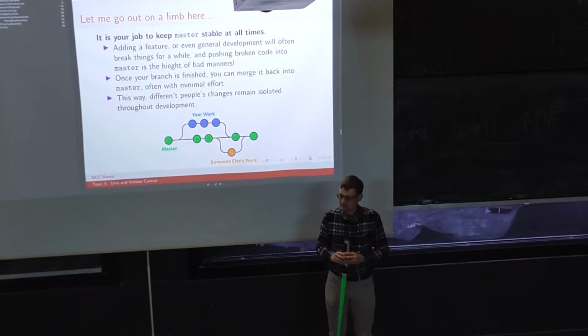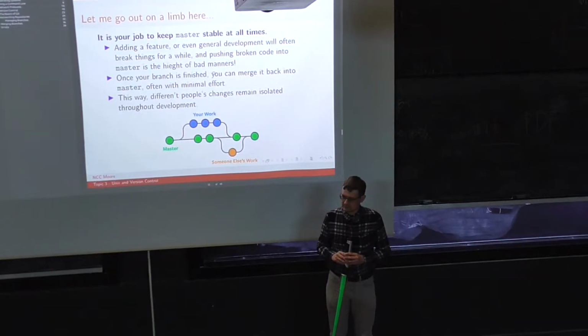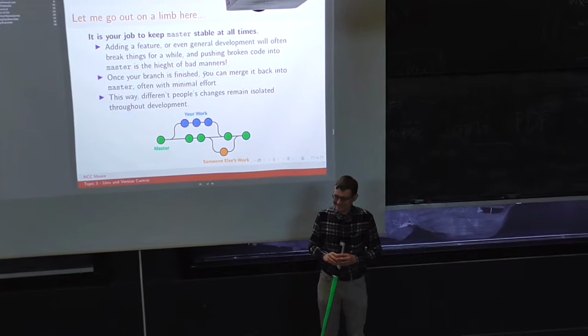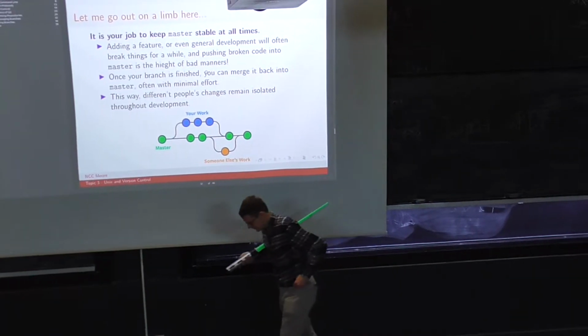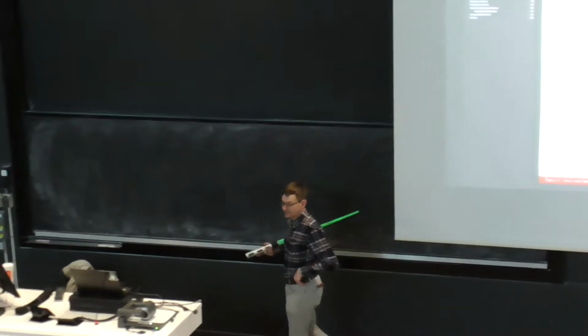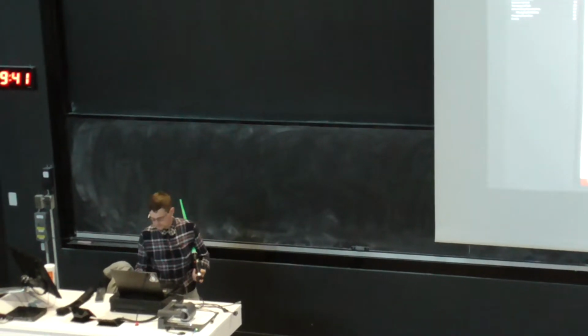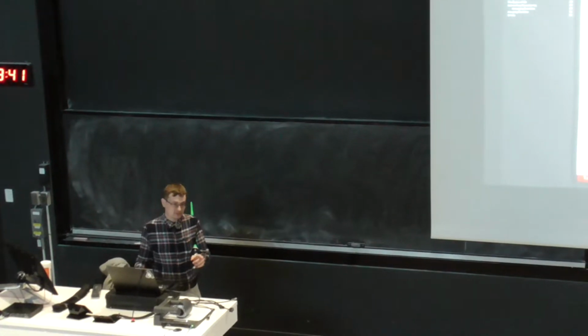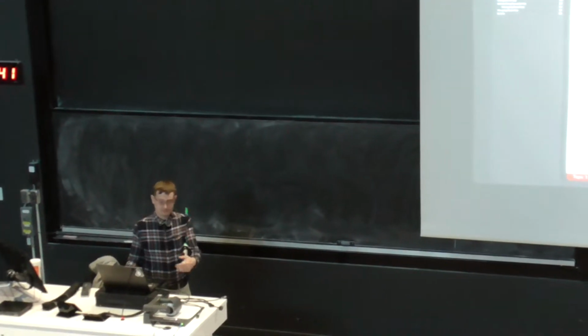Question? Let's say you both change the same thing and then merge them together. How does it know which one is it? That's an excellent question. You have asked me what you do in case of a merge conflict. Well, let's talk about branching first, because I've actually got some slides on it.